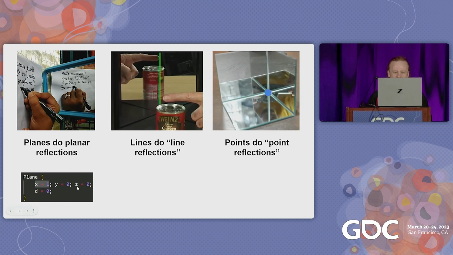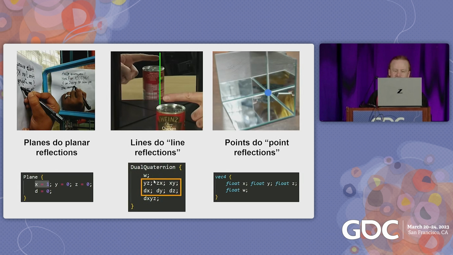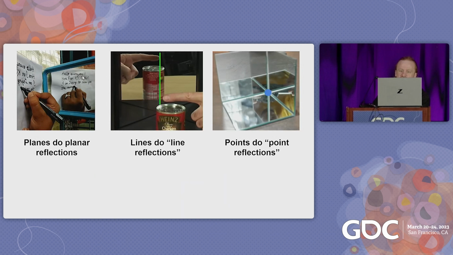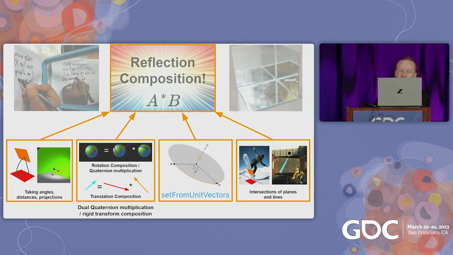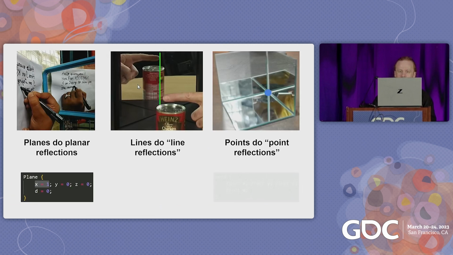So it's X, Y, Z, and D that we use to represent a plane. And a point is going to be X, Y, Z, and W. And then a line, well, it's part of a dual quaternion. It's the line part of a dual quaternion. But by thinking about these exotic objects, these point reflections and line reflections, we're going to be able to see how all of this nice functionality gets into this thing called reflection composition.